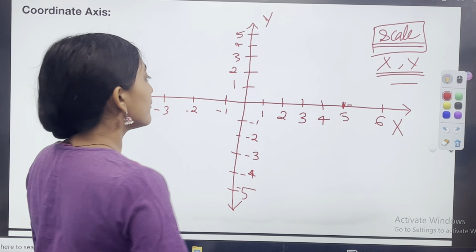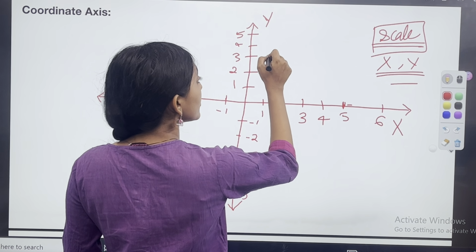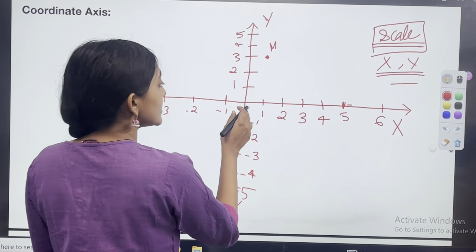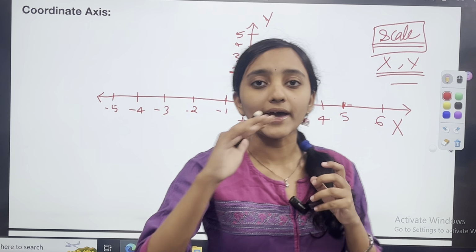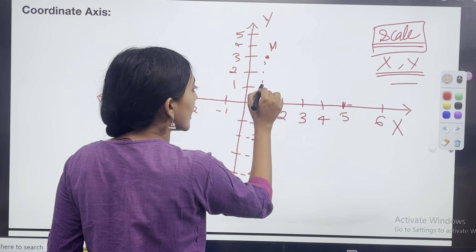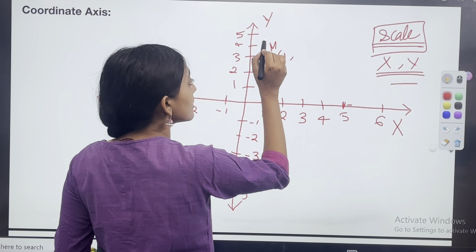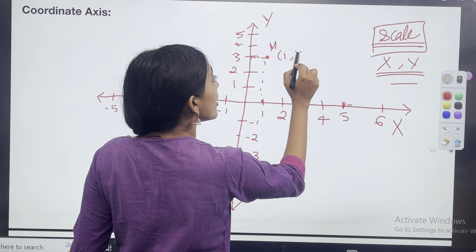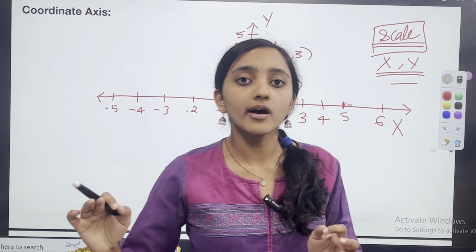So for example, if I have a point here, what will I call this point? Suppose I am calling this point M. We will always start with x and then we will go to y. From the x-axis, if we are drawing a line, it is at 1. So it is 1, comma. Then if we are checking with respect to the y-axis, it is 3. So point M is called 1, comma 3.